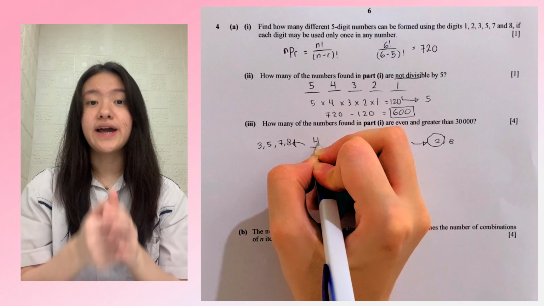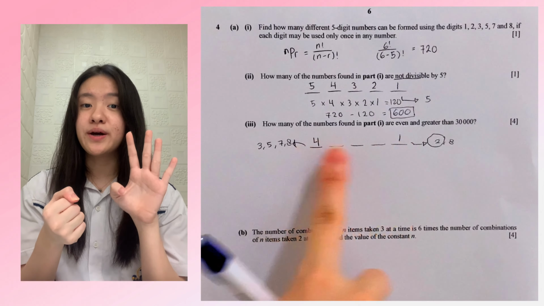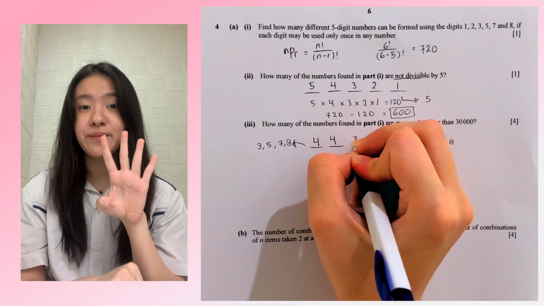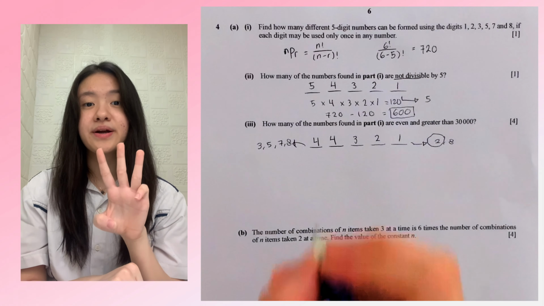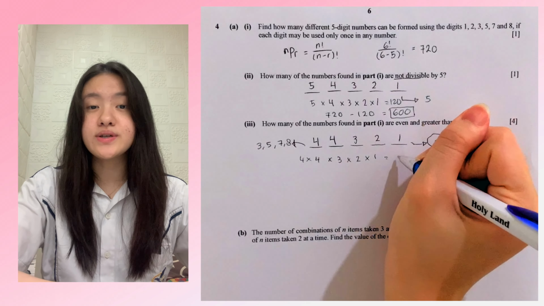So, remember that I have 6 numbers available. I already used 1 number in the last slot and 1 number in the first slot. This means that for the remaining slots, I can fill them with the 4 remaining numbers, the 3 remaining numbers, and the 2 remaining numbers. So 4 times 4 times 3 times 2 times 1 equals 96.